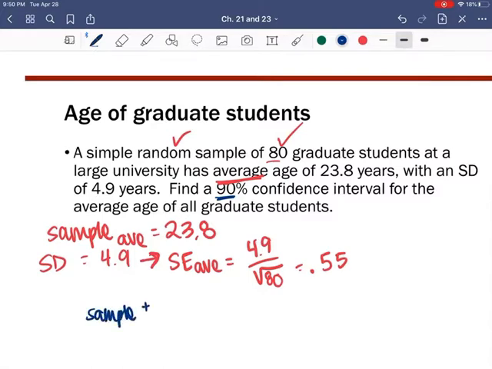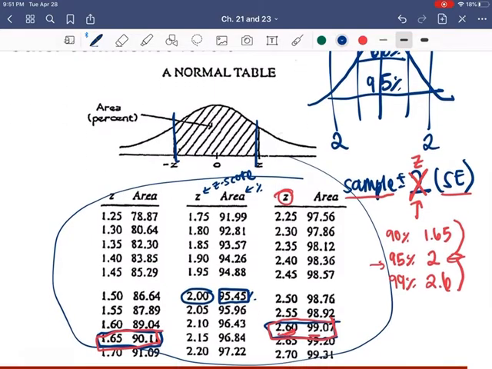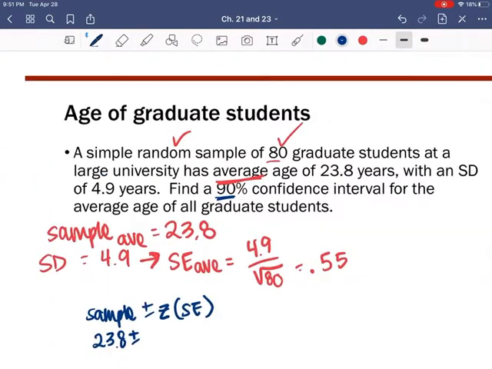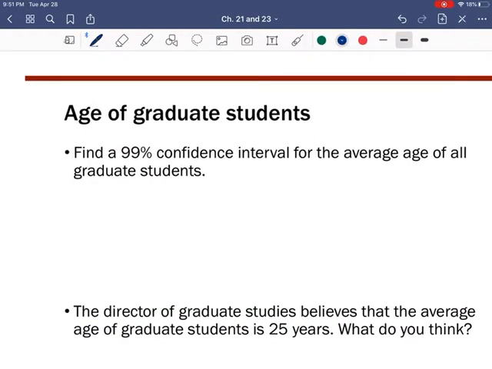So we have the sample average plus or minus z times the standard error of the average. We know the sample average is 23.8. We know z: it's a 90% confidence interval, and for 90% z is 1.65. And the standard error we got was 0.55. Whatever that equals is your confidence interval, and you would say, I am 90% confident that the true average age is between these two numbers.